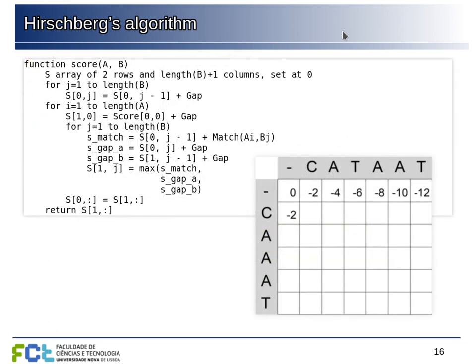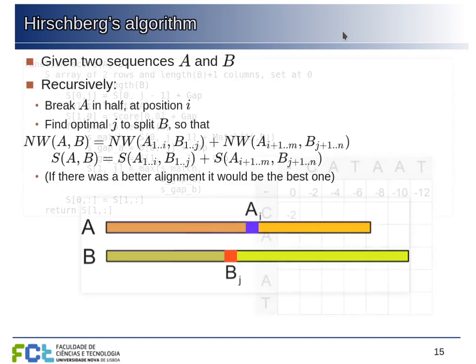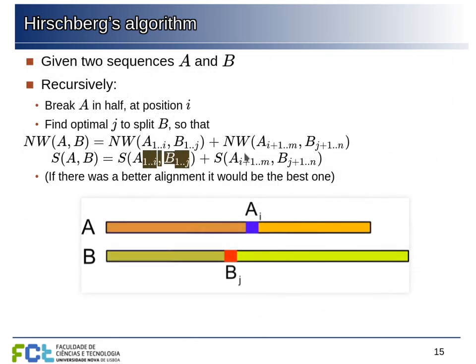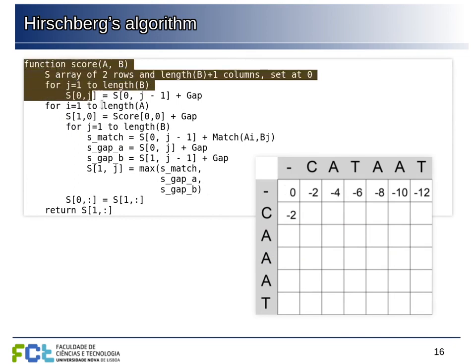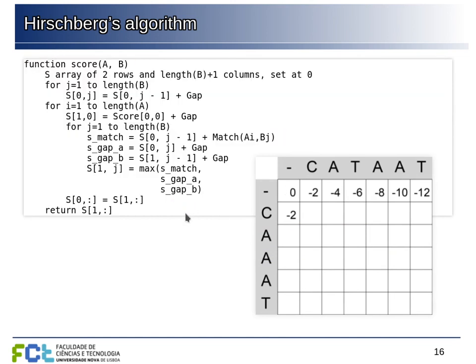Let's start with the first part, which is computing these scores. We need to compute the scores for the alignments without having to occupy all of that large matrix of n times m. So we're going to use that trick, and this is basically the algorithm for scoring.